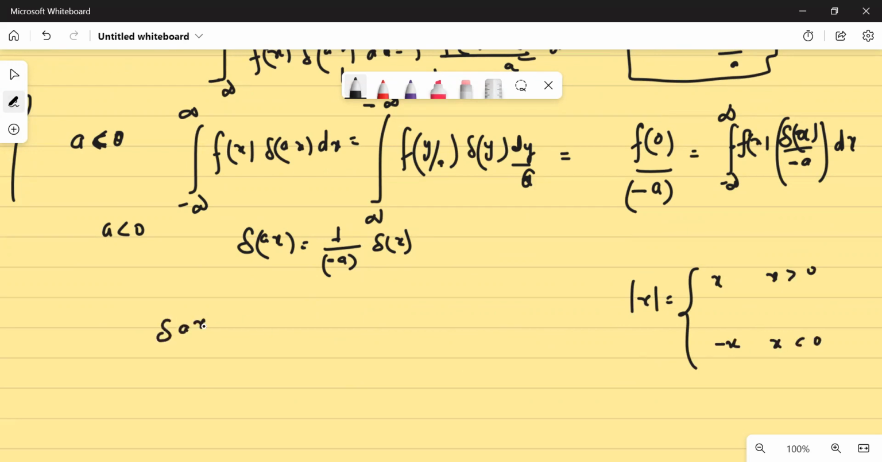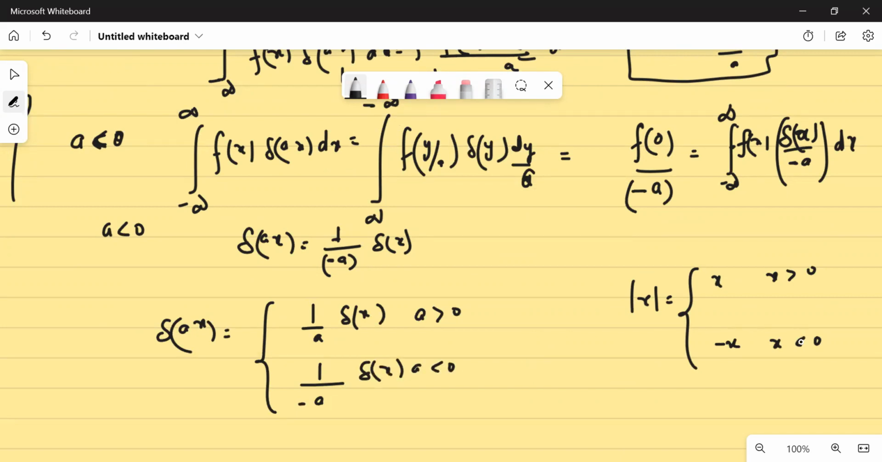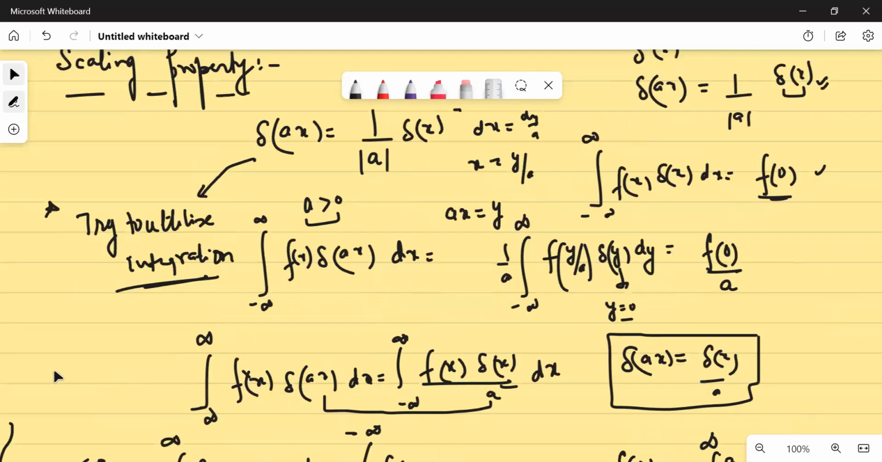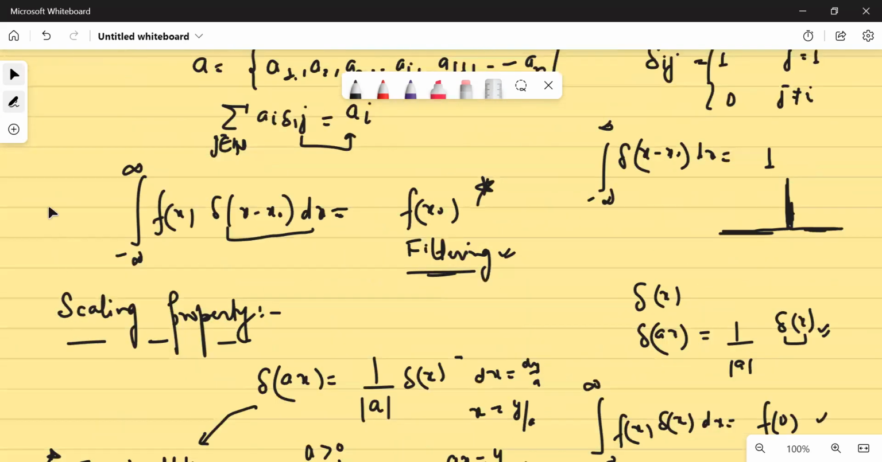Now, if I have to write Dirac of ax, this is written as 1 upon a Dirac of x if a is greater than 0, and it is equal to 1 upon minus a Dirac of x if a is less than 0. So clearly, if x is less than 0, I'm writing minus x, and if x is greater than 0, I'm writing x. Basically, I'm writing modulus of x. So Dirac of ax can, in short, be written this way. Basically, I've scaled it. Sometimes you find in literature or books that this is called a scaling property. Is that clear to you?